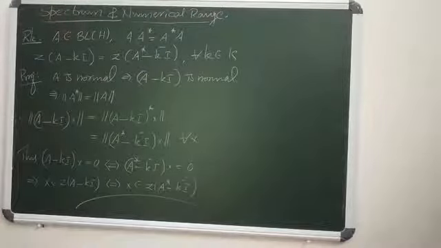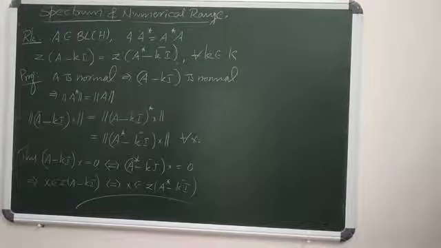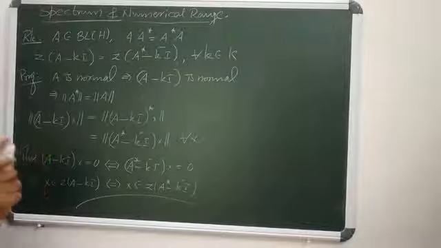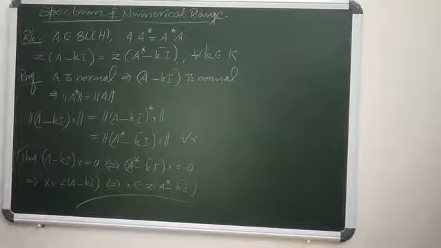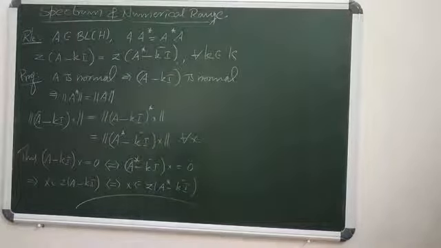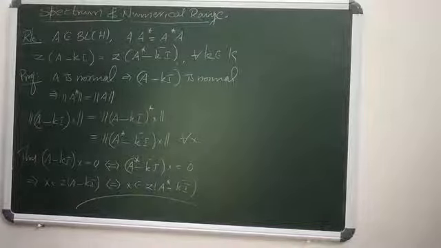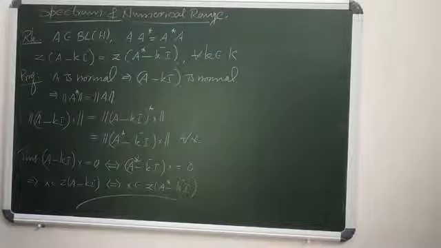So this is what we require here. The null space of A minus k is the same as the null space of A* minus k-bar I. This happens only when A is normal. That is the crucial point here. When A is normal, then the null space of A minus k is the same as the null space of A* minus k-bar I. Enough.